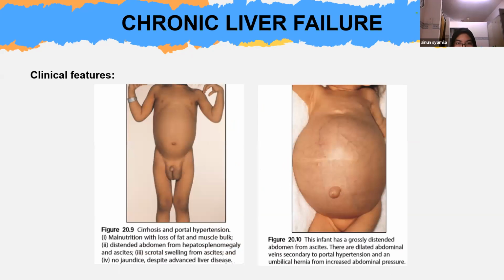Okay, so this picture I took from the textbook also. In the first picture, as you can see, the children presented with a distended abdomen, which is from the hepatosplenomegaly and also ascites. And there is also presence of the spontaneous swelling from the ascites. And for the second picture, as you can see, the children had dilated veins, which is secondary to the portal hypertension, which is one of the complications of chronic liver failure. Okay, next.